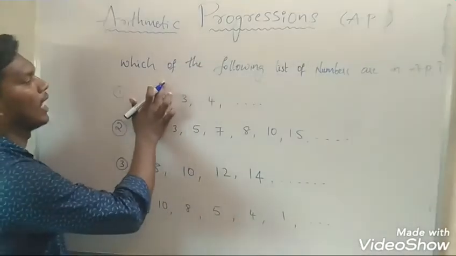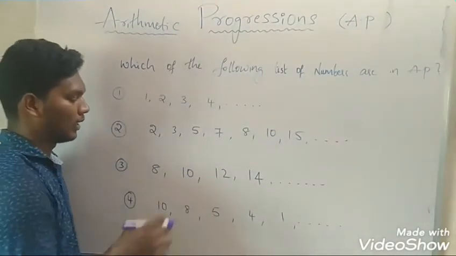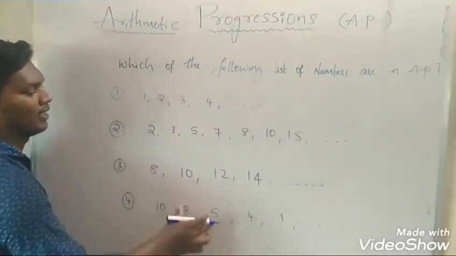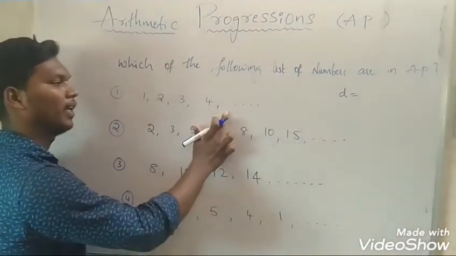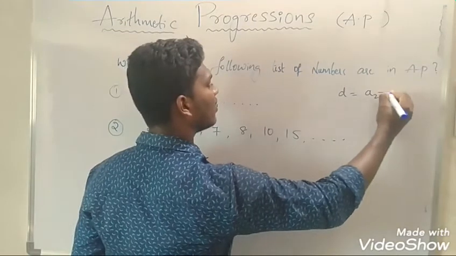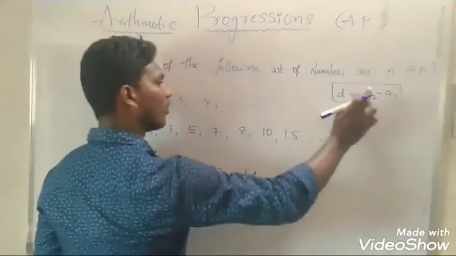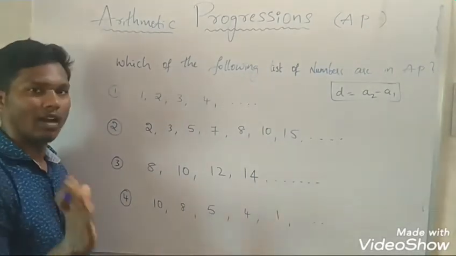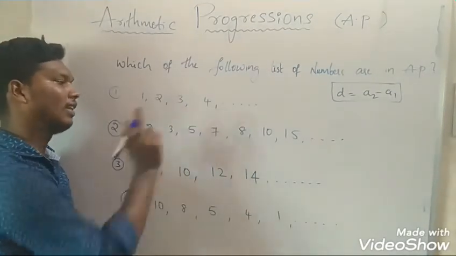See friends, here he is asking which of the following list of numbers are in AP. That means he is asking us to find out which of the following series are in AP. So before starting this chapter, in order to find whether the given series is in AP, remember always the common difference is same. The formula for common difference is A2 minus A1. That means subtract the lower term from the higher term. Already we have learnt in the class, right? Always remember the common difference must always be same, then only the numbers are in AP.